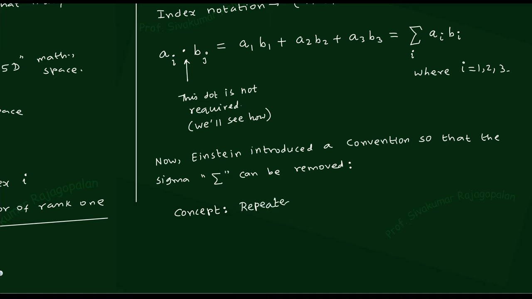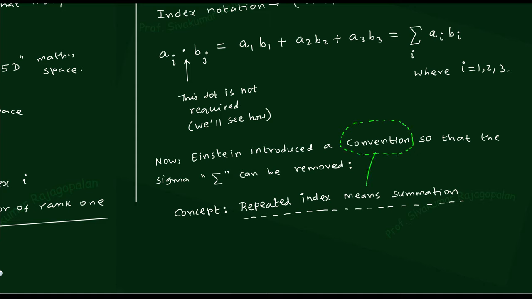So I'll write down the concept, then I'll explain. The repeated index means summation. That's all. This is the Einstein statement. Repeated index means summation. So Einstein says that don't put any sigma. That means no need of putting any summation symbol. Even then we will understand that it is summation. That is the point. How do you know that is a convention? Convention means it's some kind of understanding. How do you understand that there is a summation?